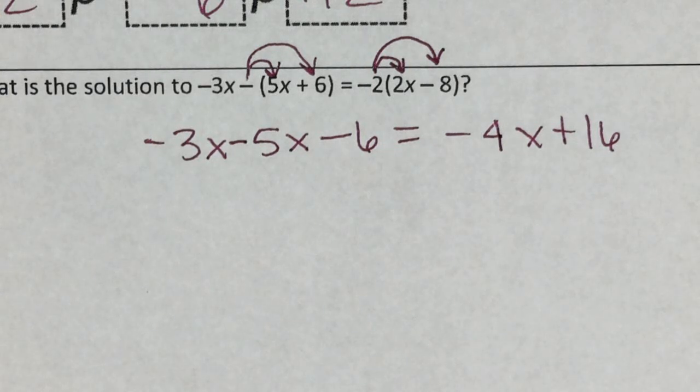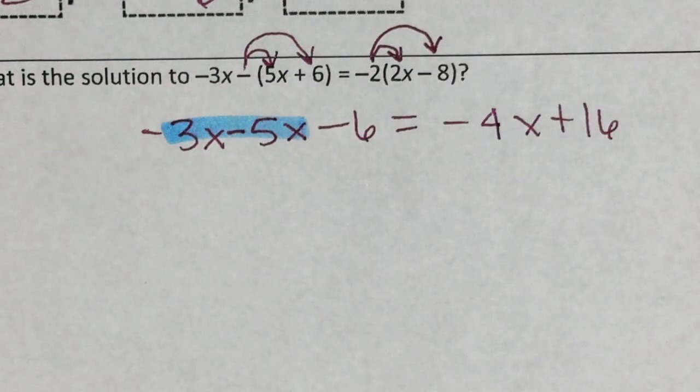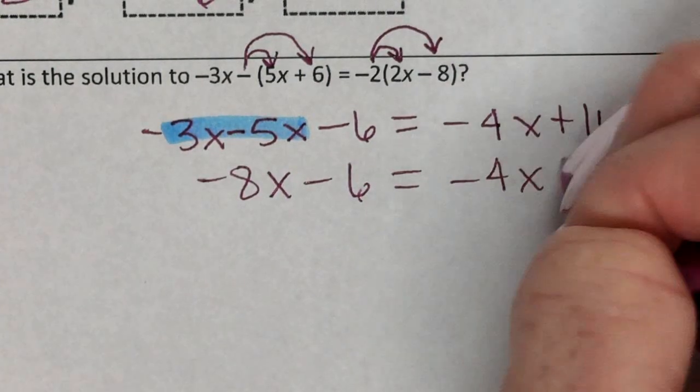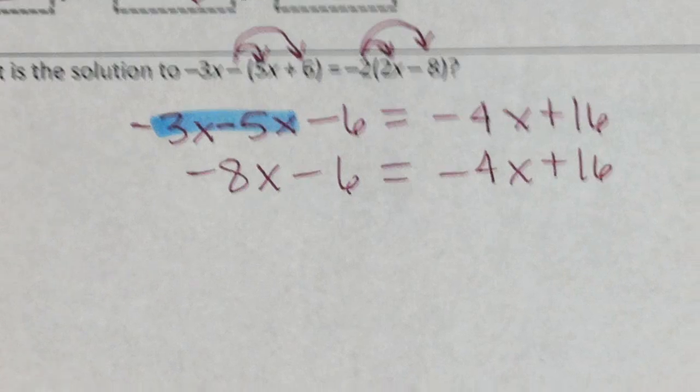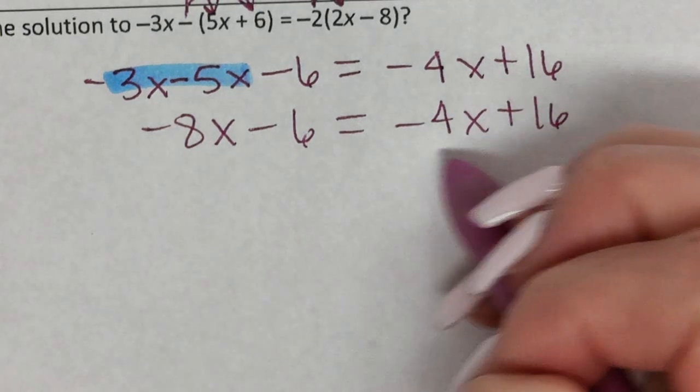All right, so I would combine these like terms. What is negative 3 minus 5? Negative 8x minus 6 equals negative 4x plus 16. Now I'm going to move all the x's to the left. I'm going to move this by adding.